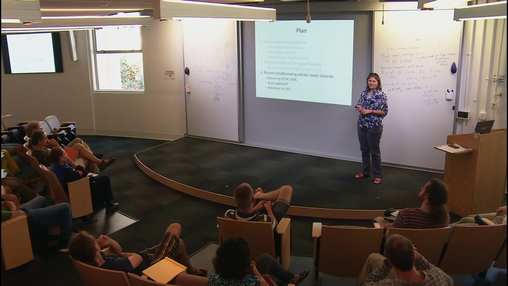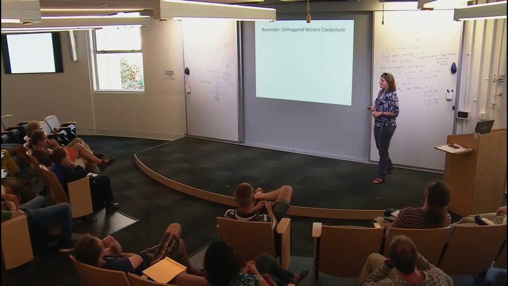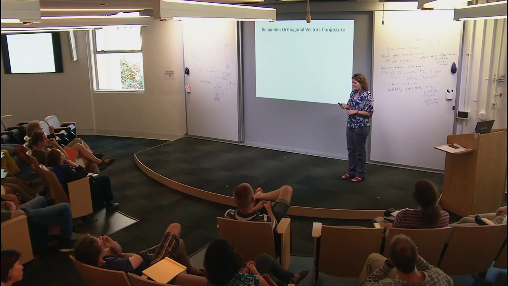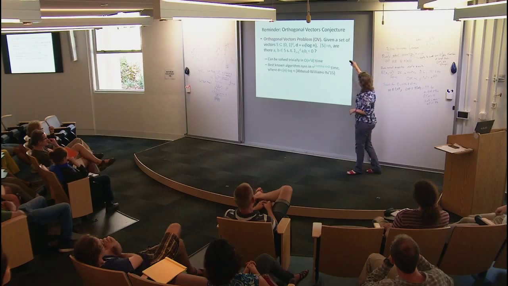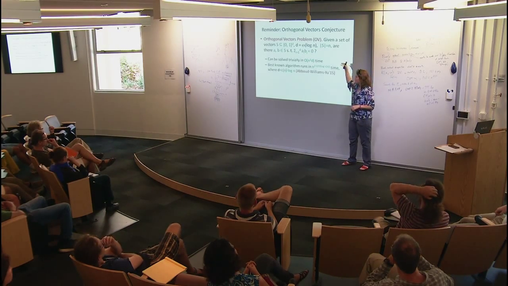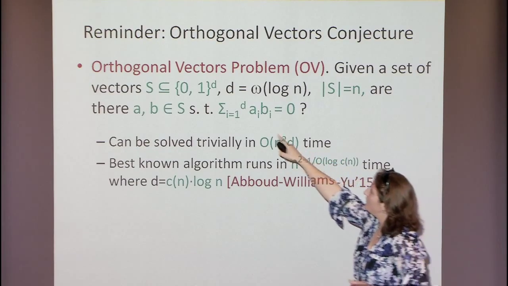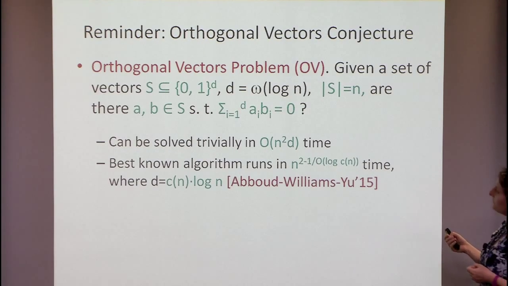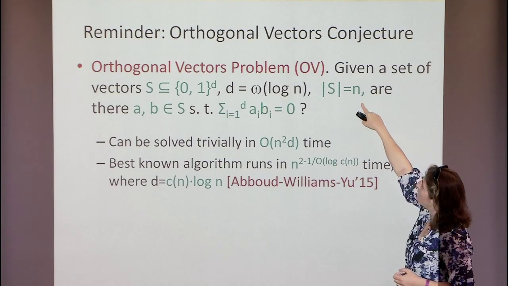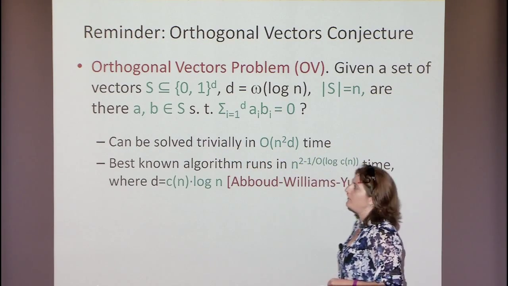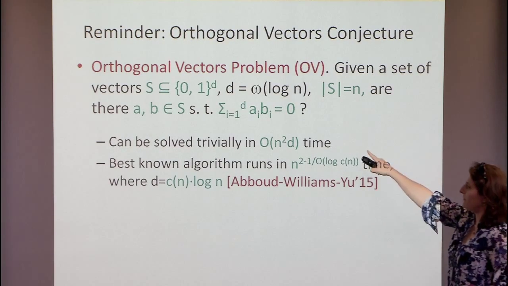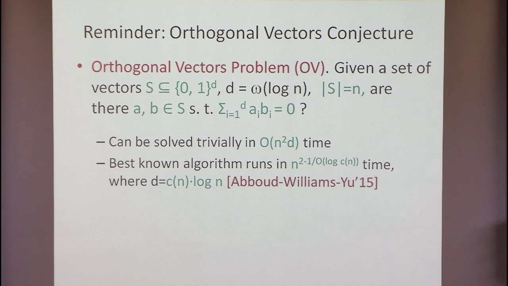Okay. Good. So I will just give a very quick reminder of what the orthogonal vectors conjecture was for people who maybe didn't see my previous talks. You have a set of vectors that all have coordinates in {0,1}^d. D is something that you can think of as slightly superlogarithmic, or maybe it's logarithmic, but a little bit more. The number of vectors is n, and we're asking if there's two of them that are orthogonal. Whenever one of them has a 1 in some coordinate, the other one has to have a 0. You can trivially solve it in n squared times d time just by following the definition.